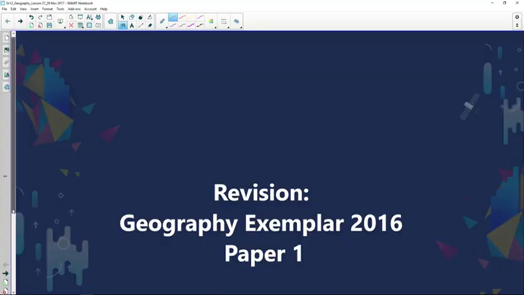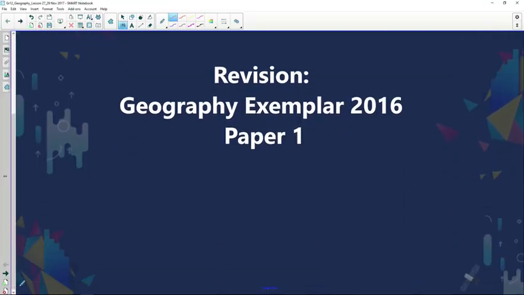Today we're going to look at section B and we're going to answer question 4. Question 4 consists of questions about settlement geography and economic geography. Let's get straight into it. Our first two questions are always usually short questions.